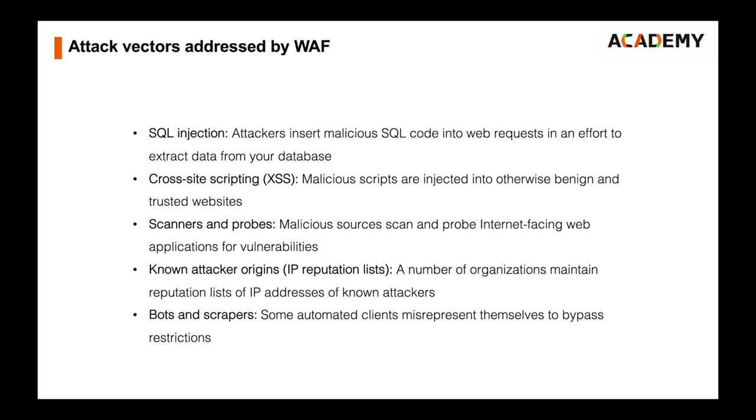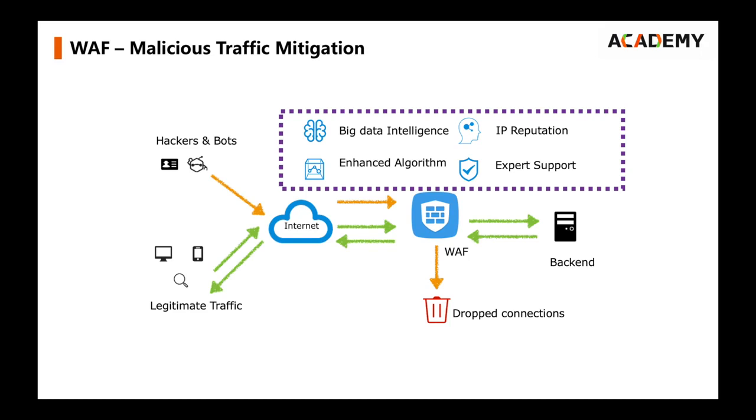Attack vectors addressed by WAF include SQL injection, cross-site scripting, scanners and probes, attackers with known origins, we block those using IP reputation lists, and also most types of bots and scrapers that are designed to interact with your site or application in an automated way, say to take advantage of a coupon or offer, or to attack your site in some other way. So in practice, WAF's malicious traffic mitigation looks something like this.